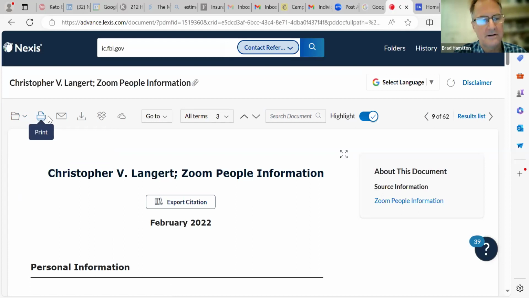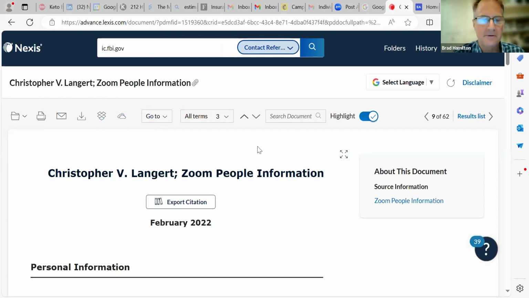There's also a printer icon. If you like to print it, you can email these things to yourself or to someone else. Very valuable. By the way, you can email something to someone who does not have a LexisNexis subscription, and they will see it because it goes as inline text. You can download it. You can upload it if you want to Dropbox or send it to the cloud, OneDrive. Okay, so that's how you sort of capture stuff here.